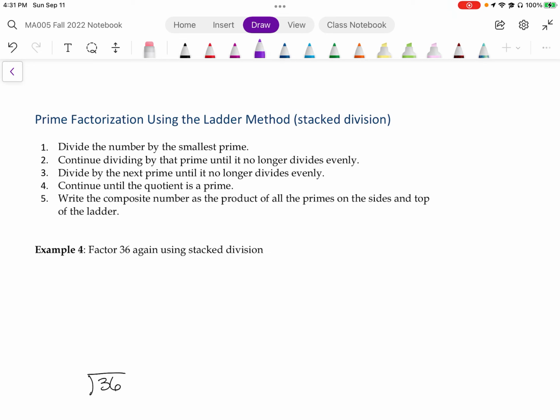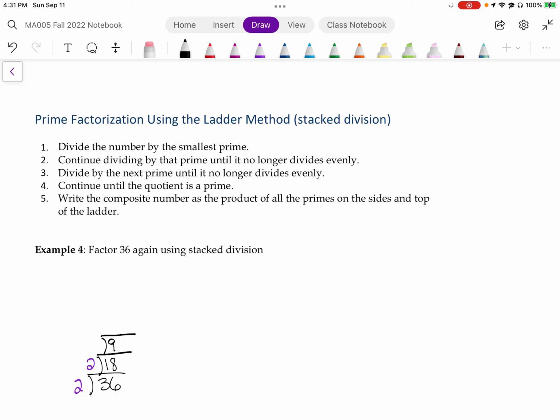So does 2 go into 36? Yes, it does. 2 times 18. Okay, so I'm going to go back to black. Try to keep this really clear. 2 times 18. All right, now, does 2 go into 18? Yes, it does. And 2 times 9 is 18. If you are not really good with long division, this might not feel very good to you, so that's why I like the other way.